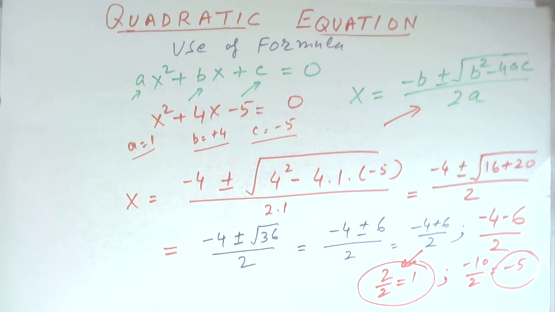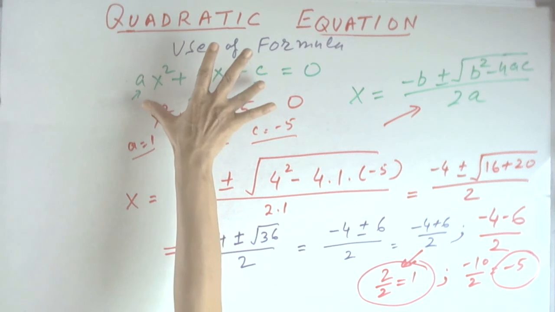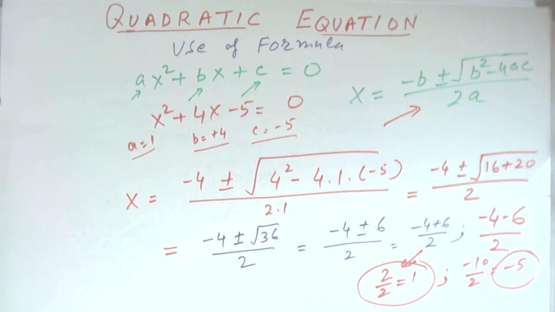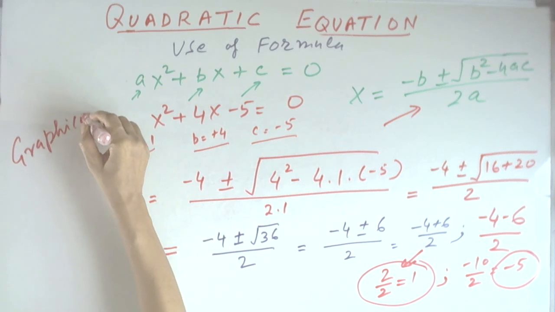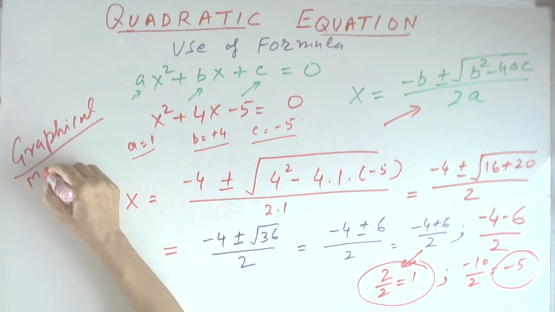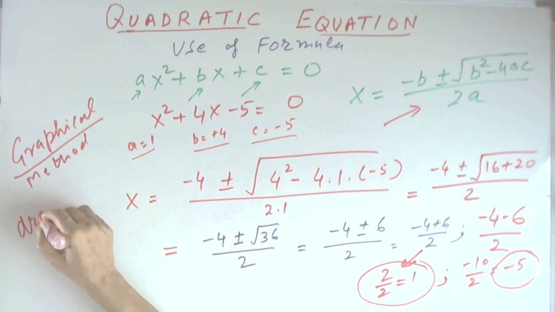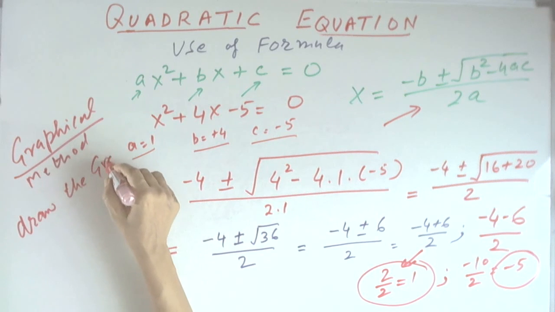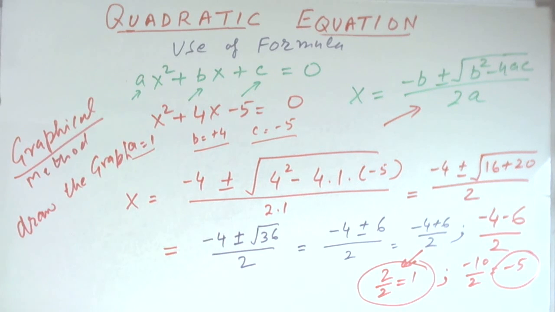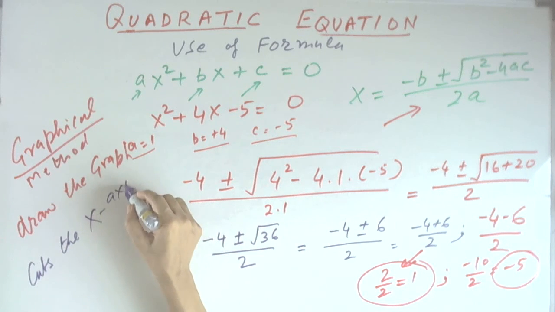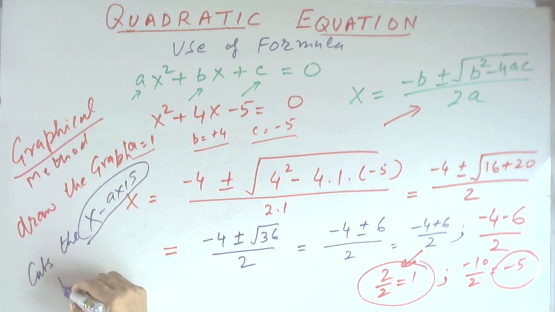As far as drawing of the graph is concerned, we have learned in the earlier chapter that we just draw the graph of this polynomial with right hand side equal to 0, and wherever the graph cuts the x-axis, that point is the solution of the quadratic equation. So in the graphical method, which we have learned, and I'm just recapping, we draw the graph, and where it cuts the x-axis is the point of solution.